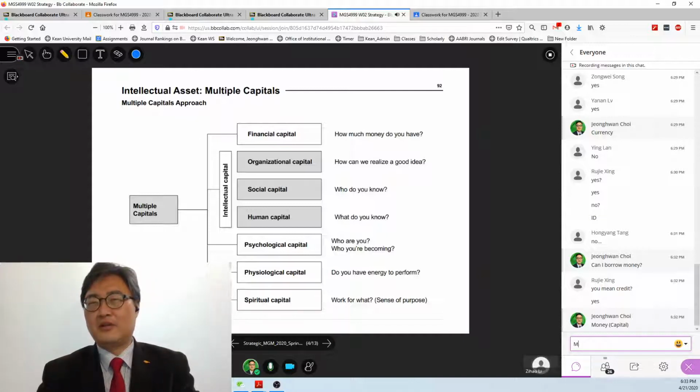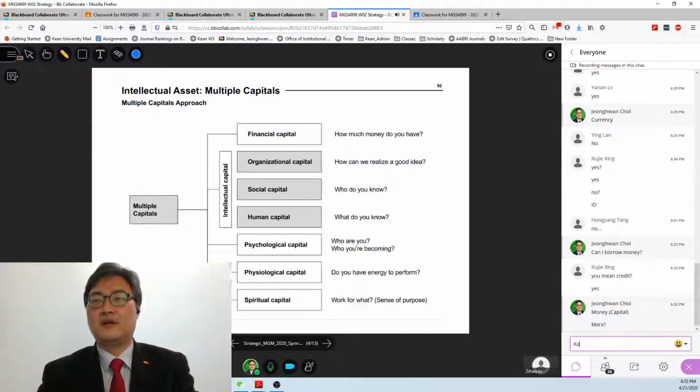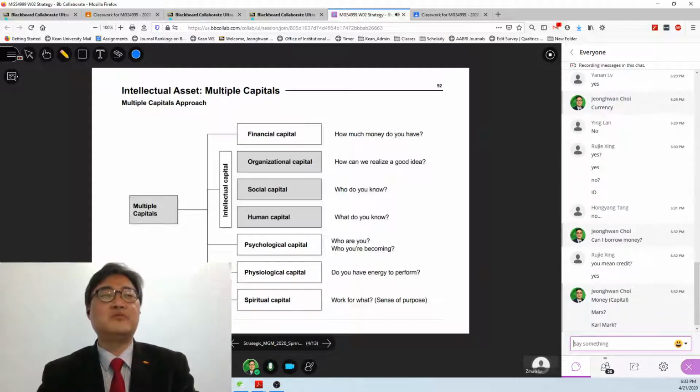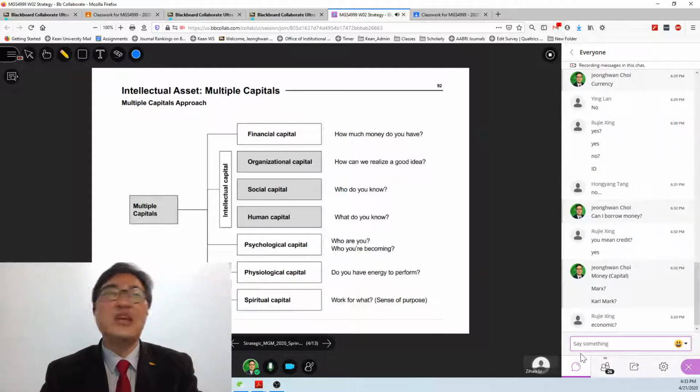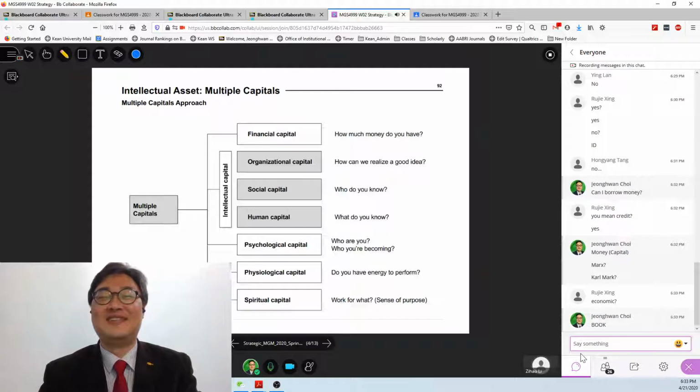Do you remember Karl Marx? What was his book name? He wrote a book, and that's the start of communism, scientific socialism. So what was his book? What's the name of the book? Economic, no. What is the book name?